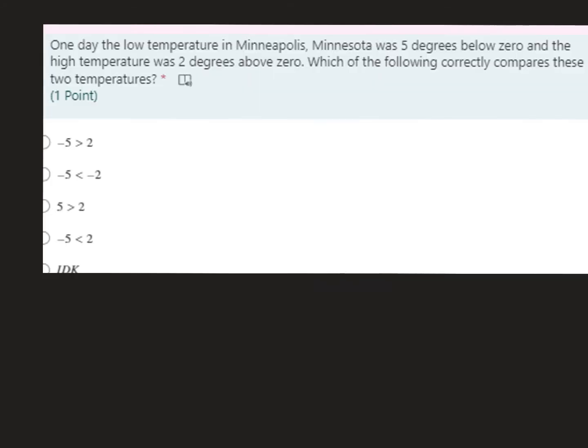One day the low temperature in Minneapolis, Minnesota was 5 degrees below zero, and the high temperature was 2 degrees above zero. Which of the following correctly compares these two temperatures? So we have 5 degrees below zero can be represented as -5, and then 2 degrees above zero is just +2. When you compare those two numbers, 2 is definitely greater than -5, so my symbol should have read -5 is less than +2. The correct answer here should have been letter D.